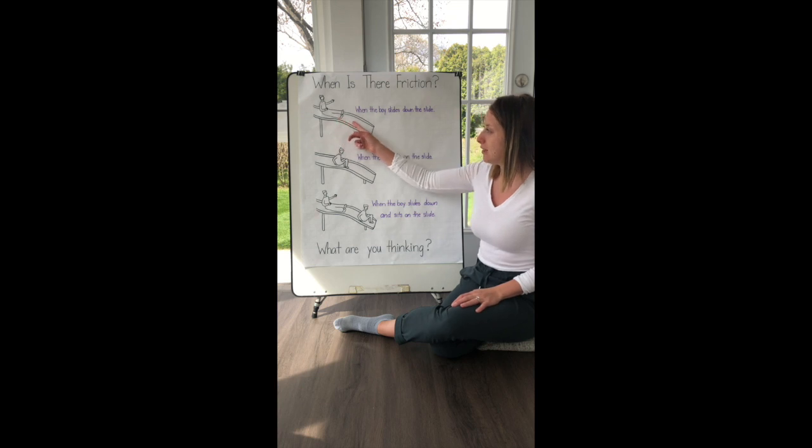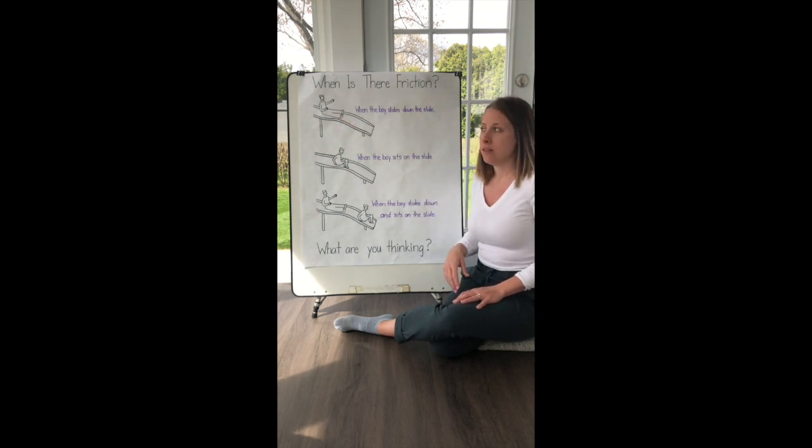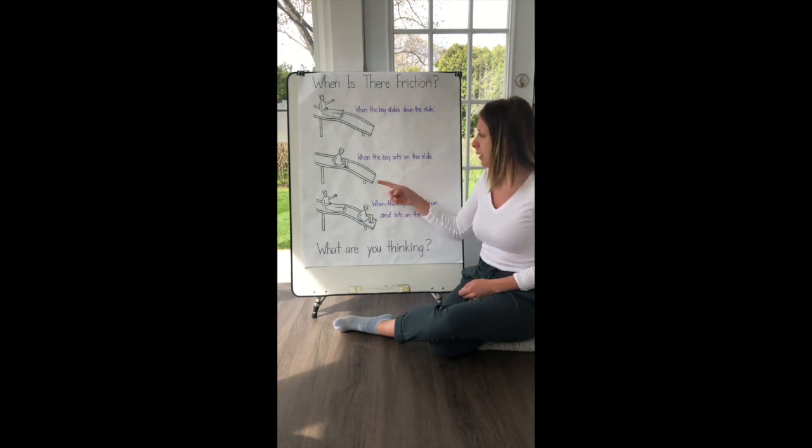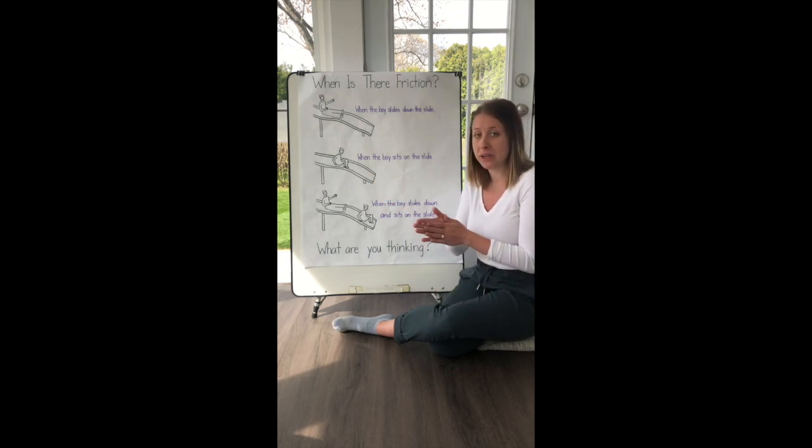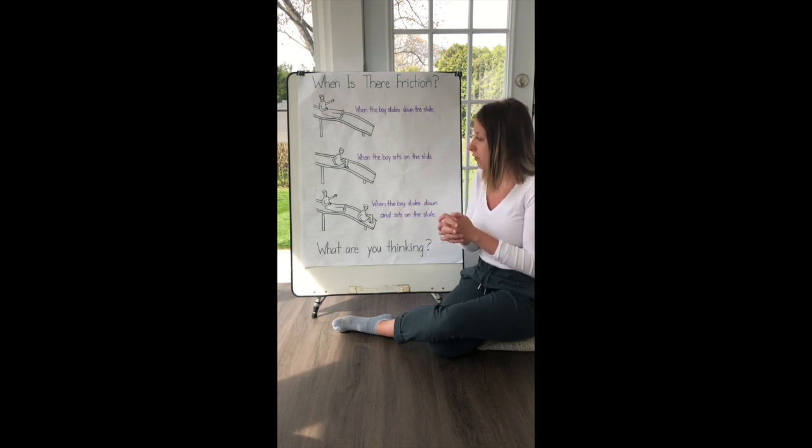When the boy slides down the slide, this first one, there's friction between his pants and the slide. There's not a lot of it, but there is a little bit of friction. Same thing here. When the boy bends his knees and he puts his feet on the slide, there's some friction rubbing between his pants and the slide, right? There's not a whole lot of it, but there is friction.